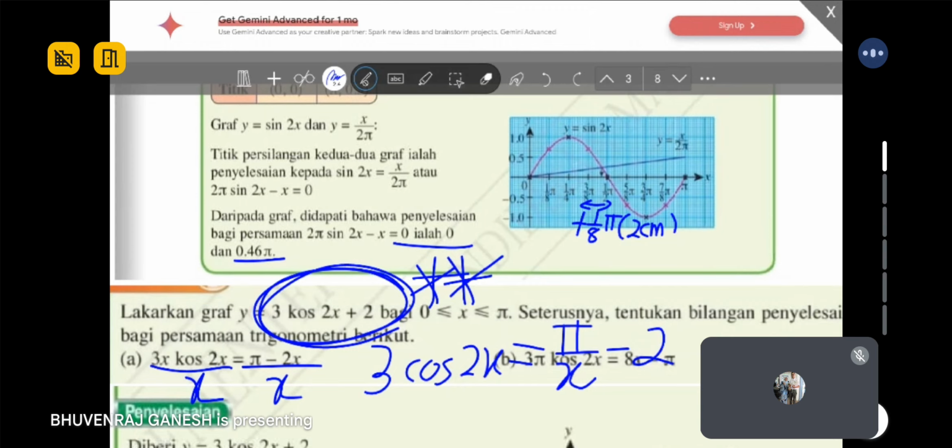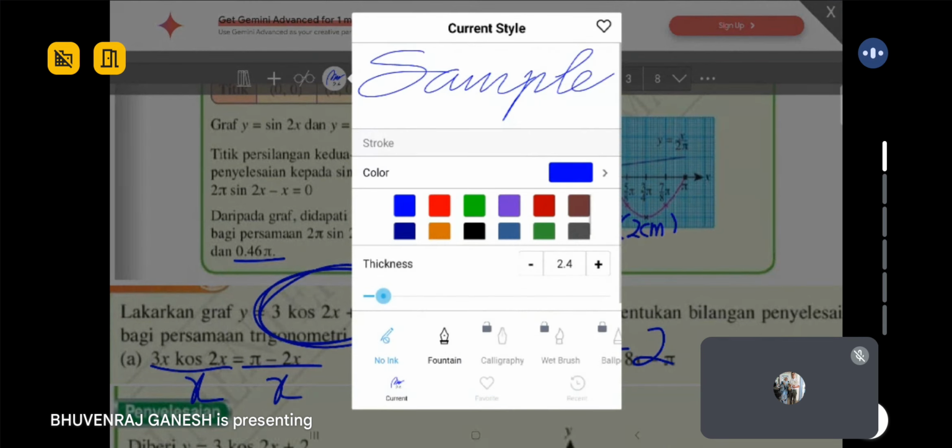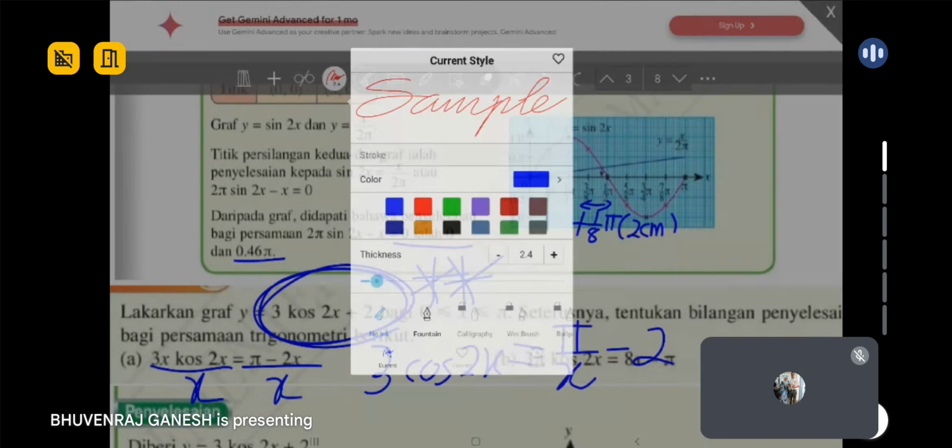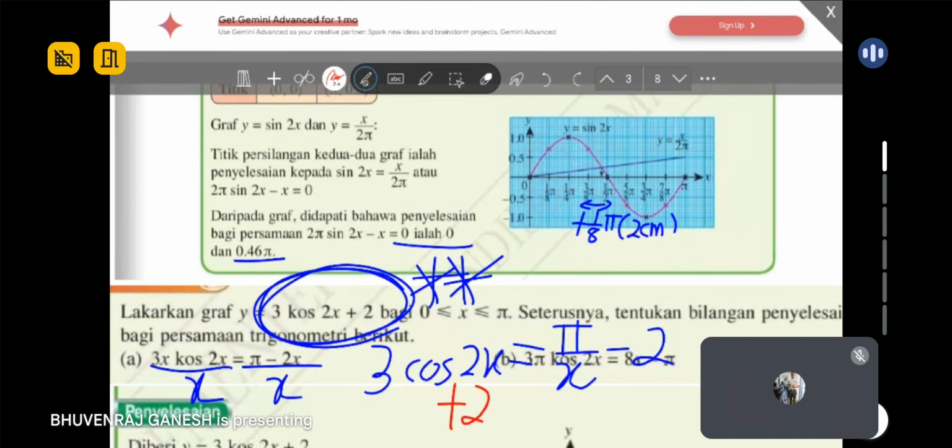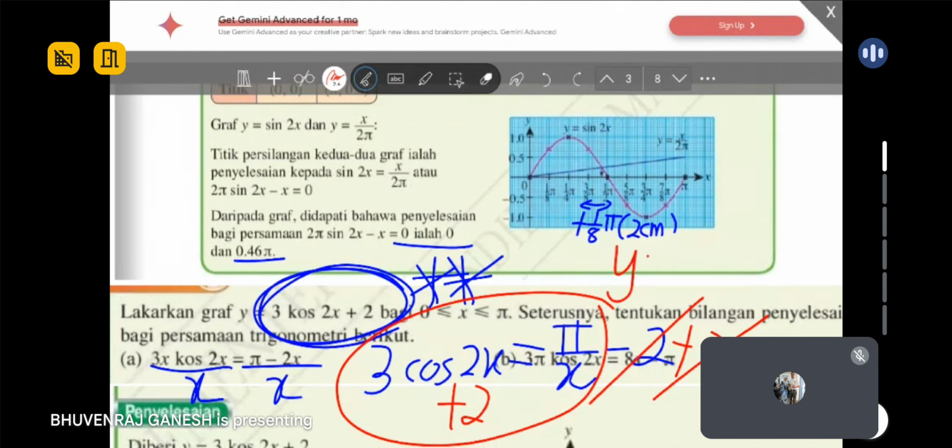Langkah kedua. Very obvious, right? Kamu semua pun boleh nampak. Okay, so you must just plus 2. Am I right? Kamu tambah 2 saja. Okay, so you plus 2 left hand side, plus 2 right hand side. Okay, so potong. So guys, you already get your answer. Kamu dah dapat jawapan. So guys, the second graph that you all need to draw is actually y equal to pi over x. That's all. Itu saja kamu kena lukis.